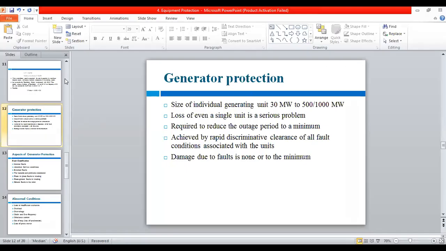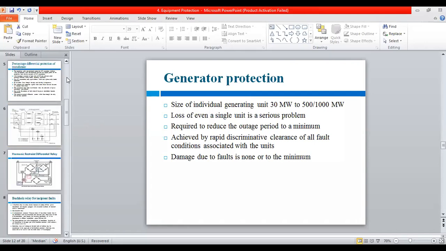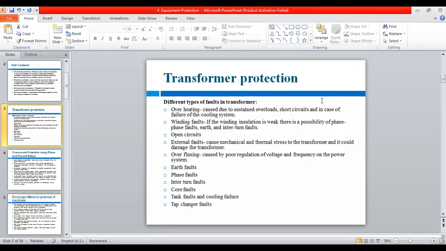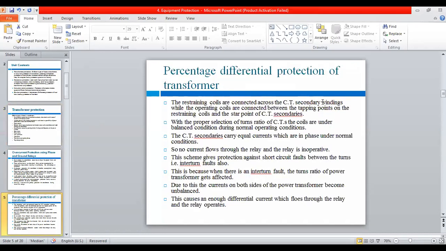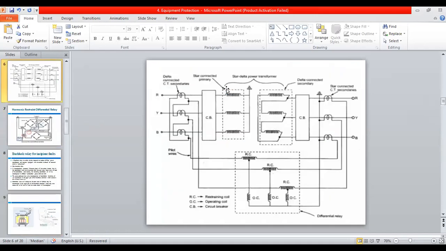So in the last lecture, we have seen transformer protection. In transformer protection, there are different faults, and for protecting these transformers against different faults, we are using relays. Now this is the scheme which is used for the protection of a transformer, that is the percentage differential protection. This is the diagram for that.